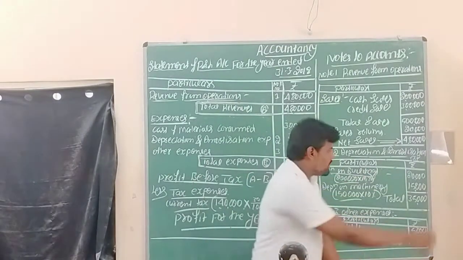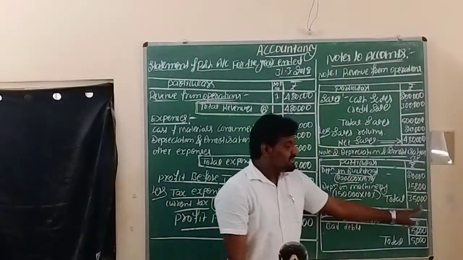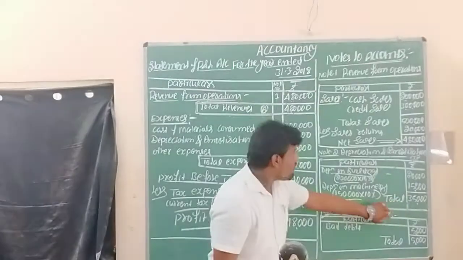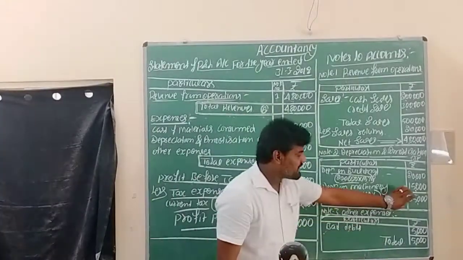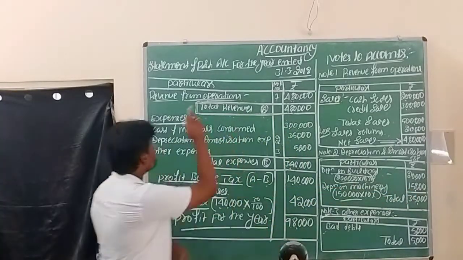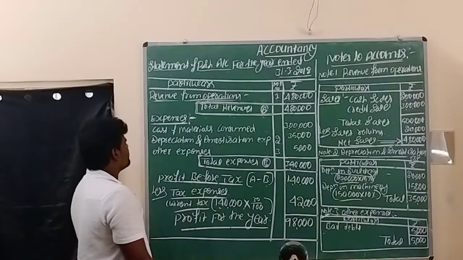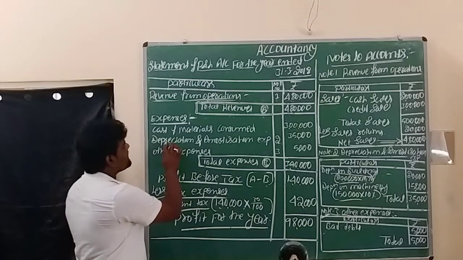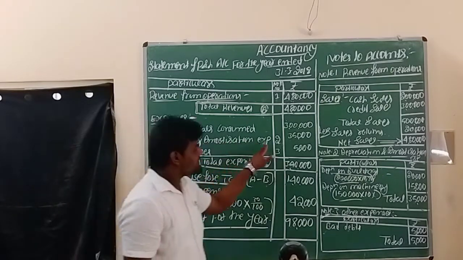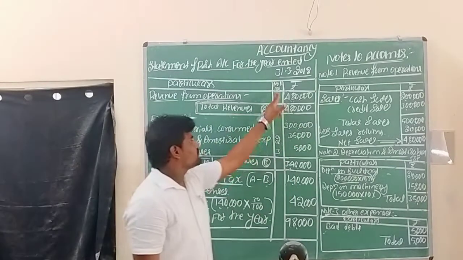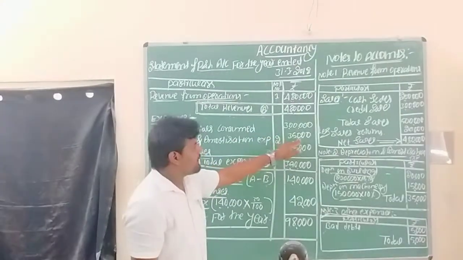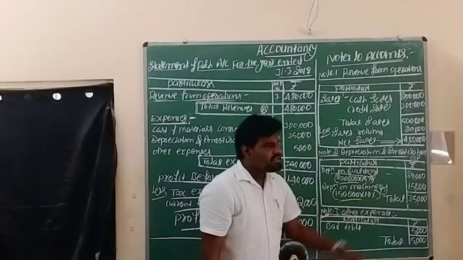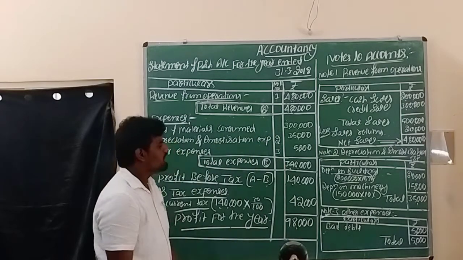Now make it total. 20,000 plus 15,000 is 35,000. This is the total depreciation and amortization expenses. These 35,000 we need to take into the profit and loss account. The next one, depreciation and amortization expenses 35,000. In the note column, you have to take 2, so these 35,000, the brief explanation is given in note number 2.